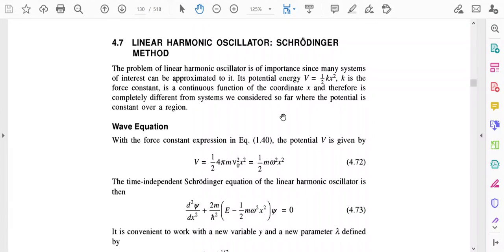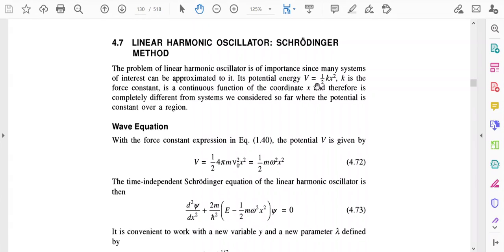Now, we know that the potential energy of a harmonic oscillator V is equal to half k x square. What is k? k is the force constant, and V, the potential energy, is a continuous function of the coordinate x, and therefore is completely different from systems we considered so far where the potential is constant over a region. So potential energy V depends on x, where x is the displacement of the oscillator.